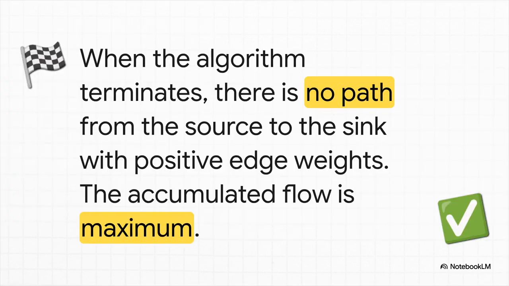And this gives us a really clean way to know when we're finished. You know you're done when you literally can't find any more paths from the source to the sink in that residual graph. They're totally cut off from each other. At that point, the total flow you've built up is guaranteed the maximum flow possible.